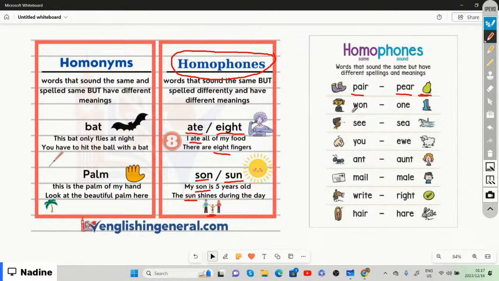And then we have one and won. And this is like, for example, won, which is like where you win a trophy, like you win something, right? And then this one is the number one. And then we have see, like with your eyes. And then we have sea, which is like the ocean.